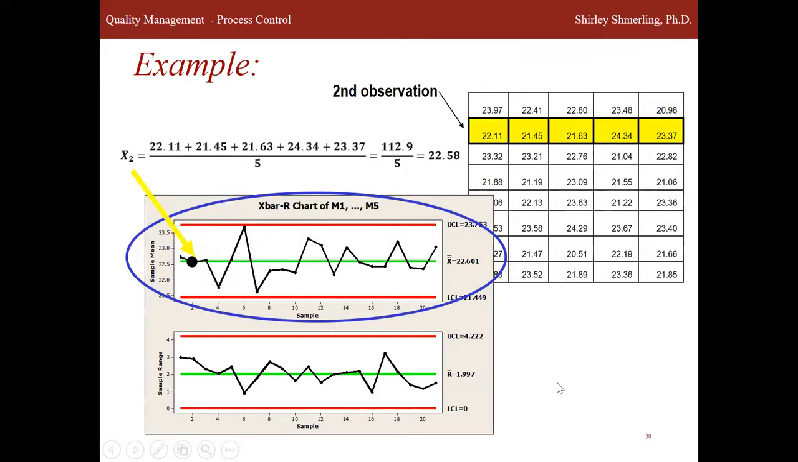The average of all these means is plotted as the center line for the control chart. And it will be 3 standard deviations above and below this center line that will determine the control limits.